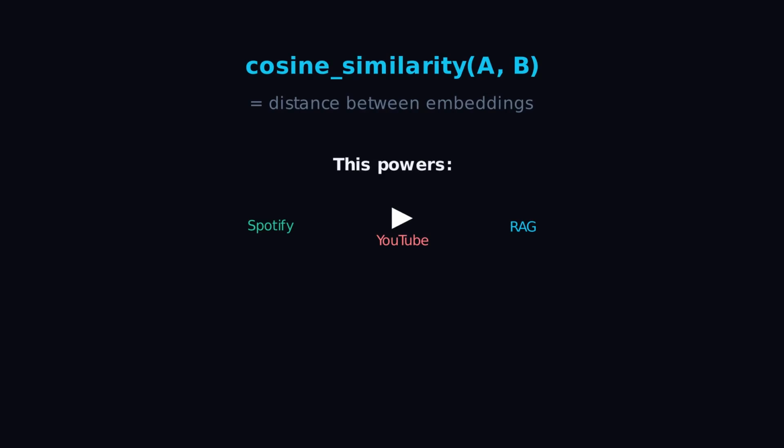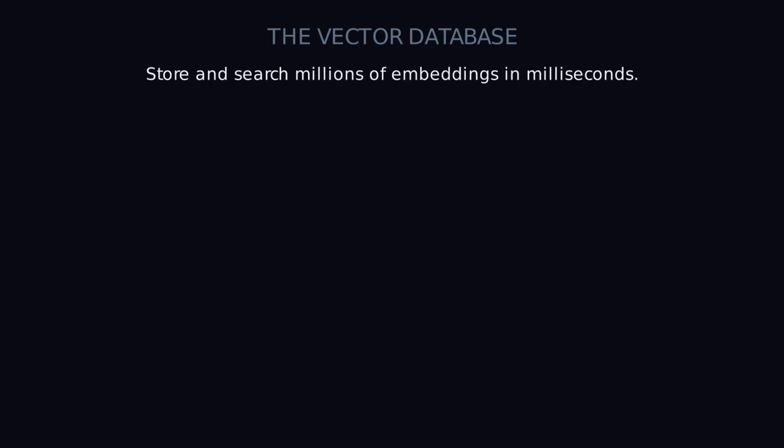This is the engine underneath every modern search system. It's how Spotify finds songs you'll like, how YouTube recommends your next video, and how RAG finds the right document chunks for your question. Once you can turn text into numbers, you need a place to store and search millions of them. That's the vector database.